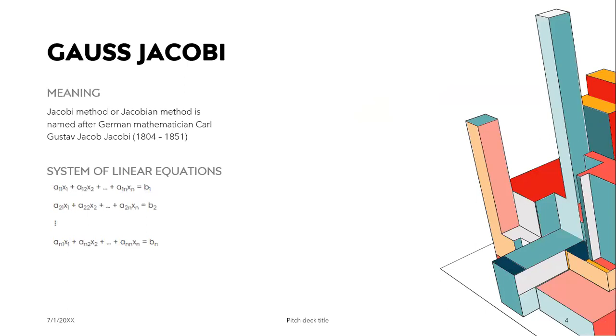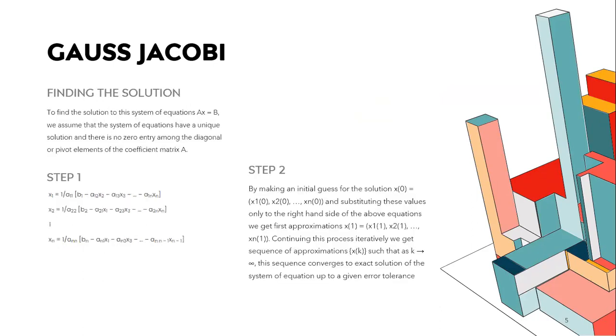So, a short definition of Gauss-Jacobi. It was made by a German mathematician, Carl Gustav Jacobi, and normally Gauss-Jacobi solves a system of linear equations. On a normal basis, we find the solution of the system of equations Ax = b. We assume that the system of equations has a unique solution and there is no zero entry among the diagonal or pivot elements of the coefficient matrix A.